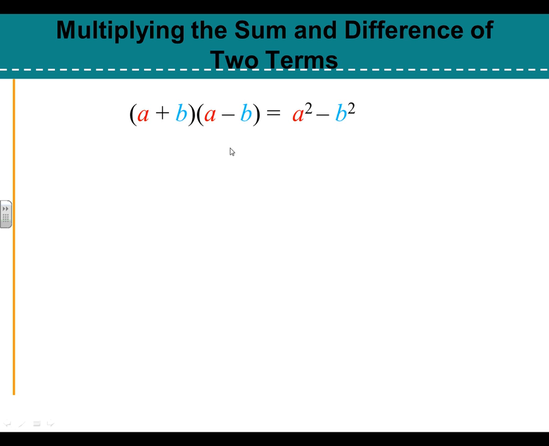Okay? These two terms are called conjugates. Conjugates, if you want to write that down. Nice bonus question.